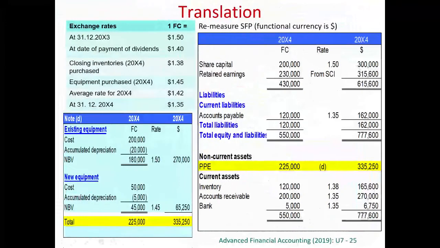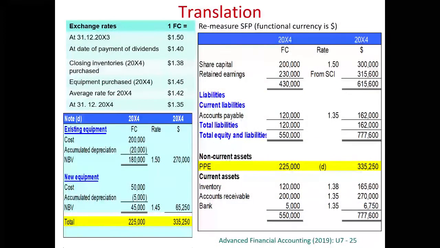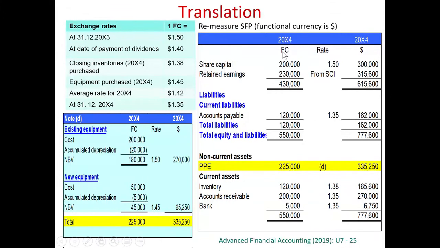First, we will translate the balance sheet from FC to dollar. As we have said before, FC is the foreign currency while dollar is the functional currency, and therefore the temporal method applies. If this is the temporal method, it is very similar to the foreign currency transaction, and therefore for assets like property, plant, and equipment, if we keep it at historical cost, we should use the actual historical exchange rate.